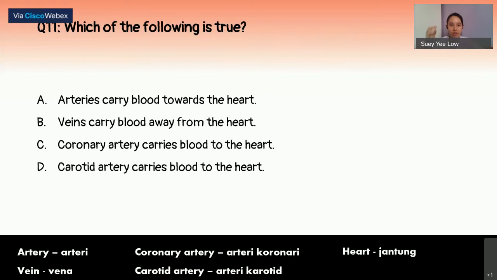Okay, you guys can try. Which of the following will be correct? So the answer will be C, because the carotid artery is the one that we can detect here, right? The carotid artery is the one that brings blood to our neck area, our head area, our brain area. Remember, the coronary artery is the one that carries blood to our cardiac muscle, but the carotid artery is the one that carries blood to our brain.